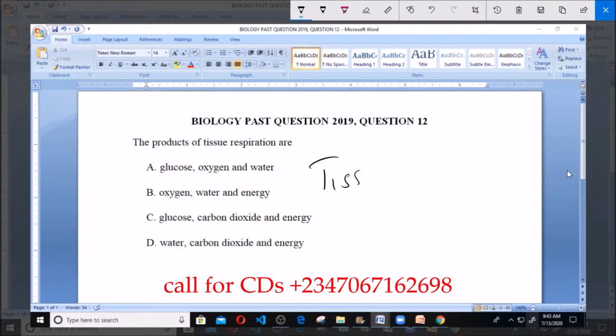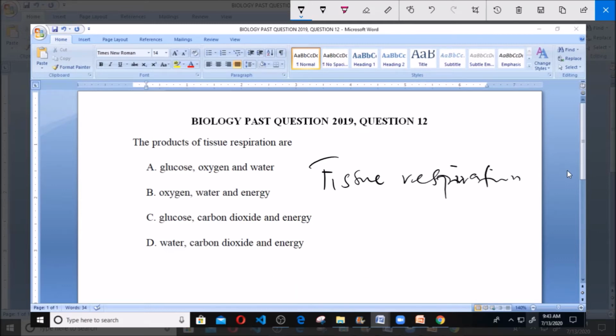Tissue respiration refers to the breakdown of glucose to give you energy. Breakdown of glucose to release energy. Now it is the process that occurs in humans and other living organisms to release energy.